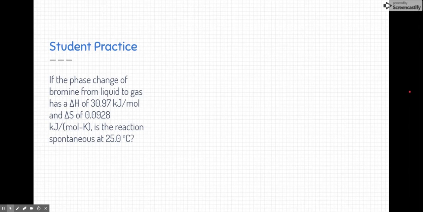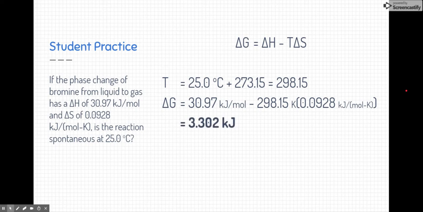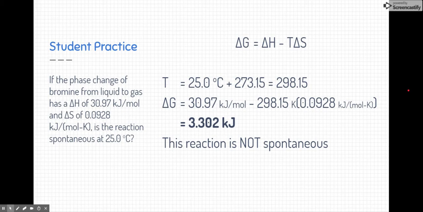All right, I hope you guys had a chance to practice. Here's the answer. We're going to go ahead and plug those values in. If you got 3.302 kilojoules, then you'd be correct. And this reaction is non-spontaneous because it's a positive delta G.